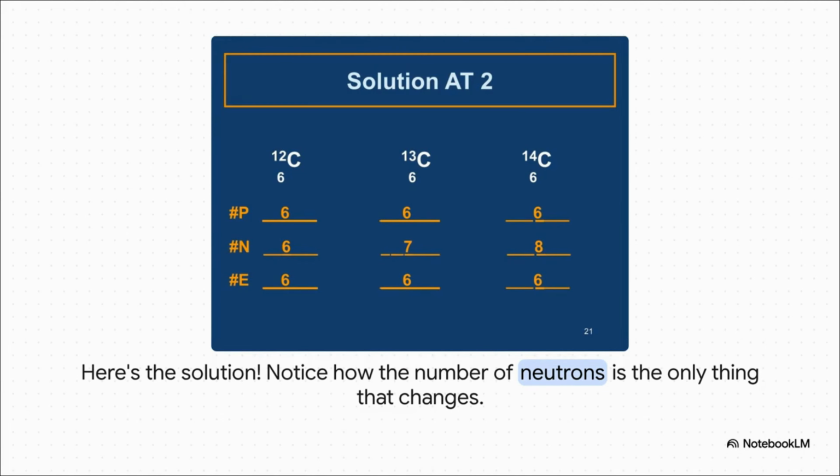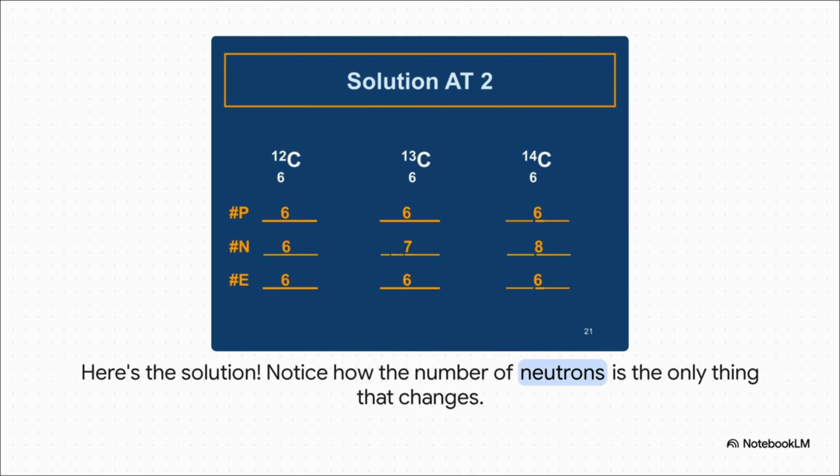First things first, they are all carbon, so their atomic number is 6. That means they all have 6 protons. And since they're neutral, they also all have 6 electrons. That part is easy, it doesn't change. The only thing that's different is the neutrons. Carbon-12 has 6, carbon-13 has 7, and carbon-14 has 8. If you got that, you've totally got this.